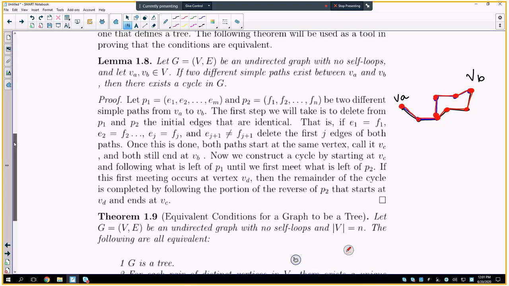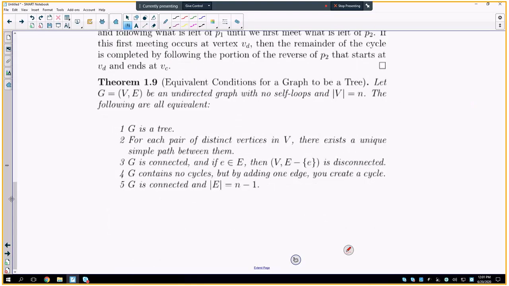So let's talk about our main result of this section, and this is an equivalent condition, a type of result that we have never discussed in our class before. We're going to do it today. So this is theorem 1.9, and it says, find equivalent conditions to be a tree. Let G equal to (V, E), vertex set and edge set, be an undirected graph with no self loops, and the cardinality of the vertex set is n. So there are n vertices in the graph. Then the following conditions are equivalent.